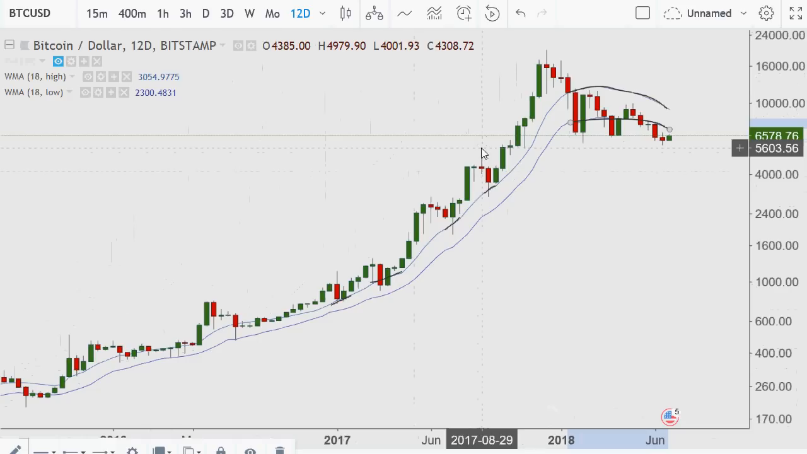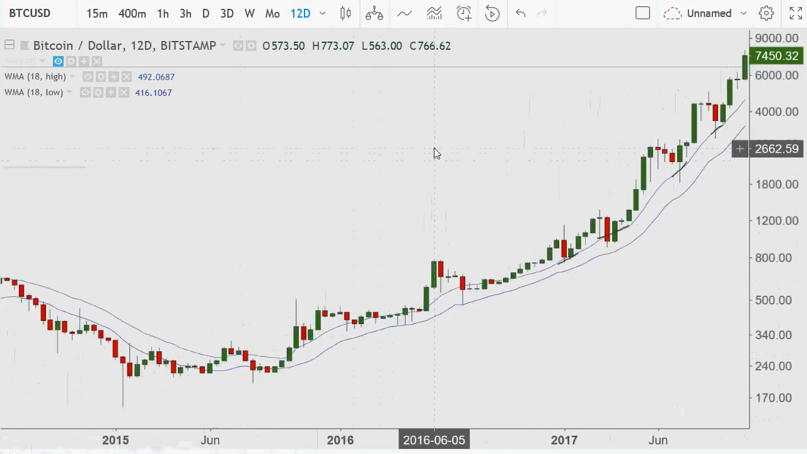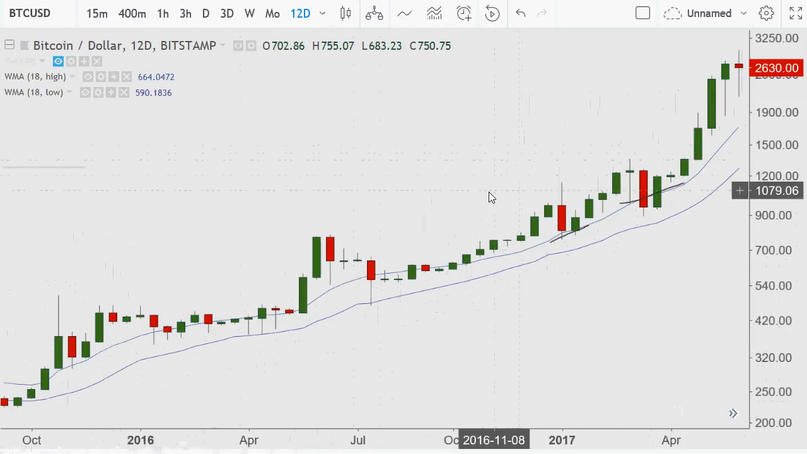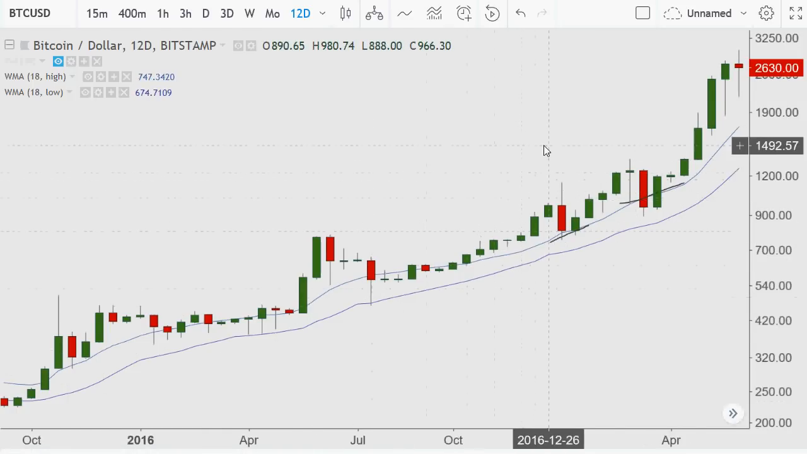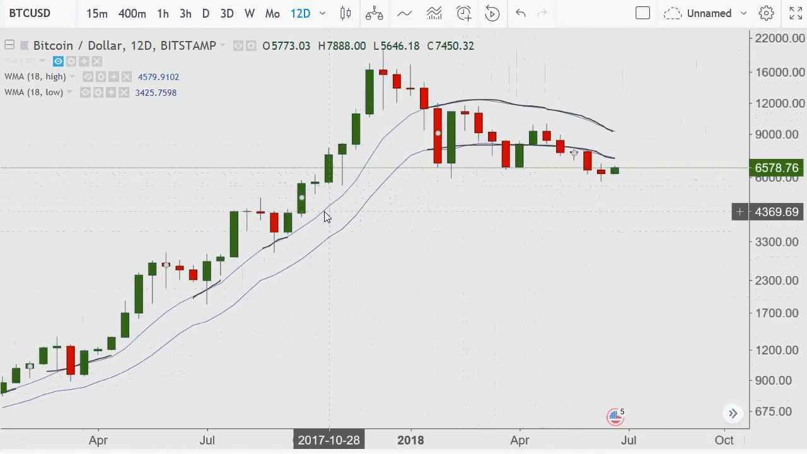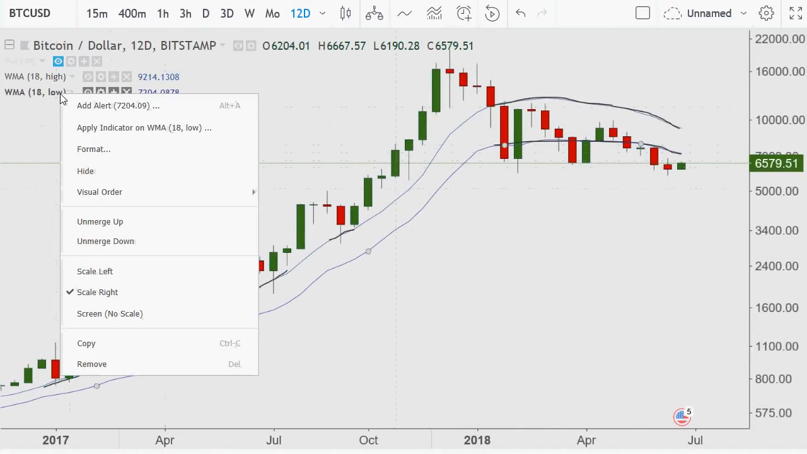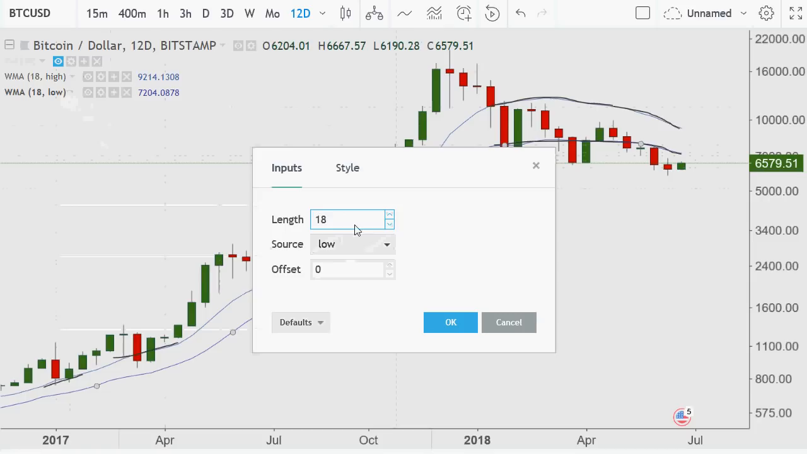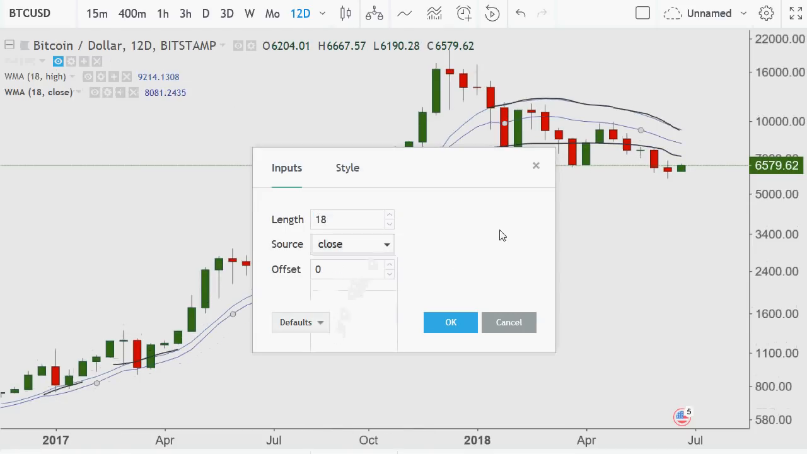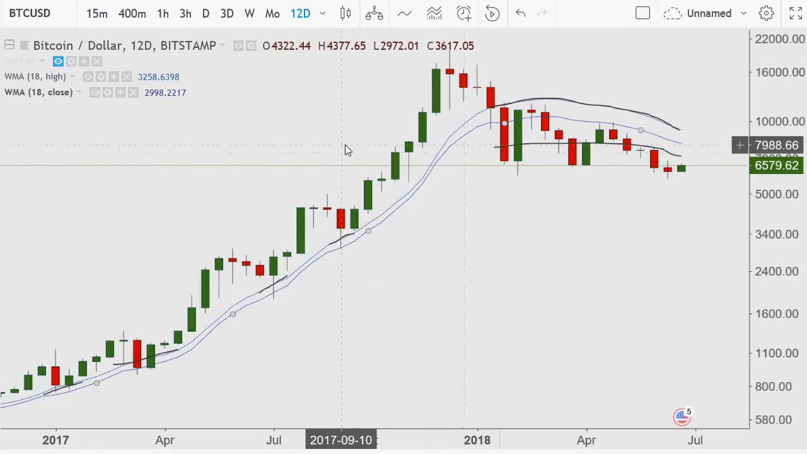As far as other times, if you want an easy way to do it, I'm not even going to go back that far anyway, so I don't need to draw any more 18 lows. Now, technically, I could just go like this and format this to close and then put it back to low later. That's just as easy.